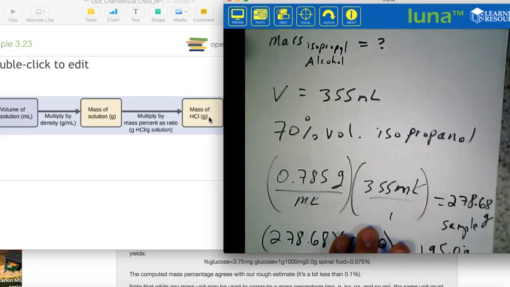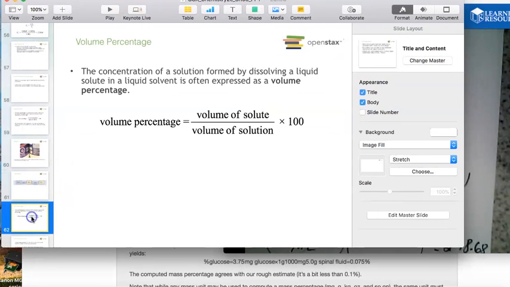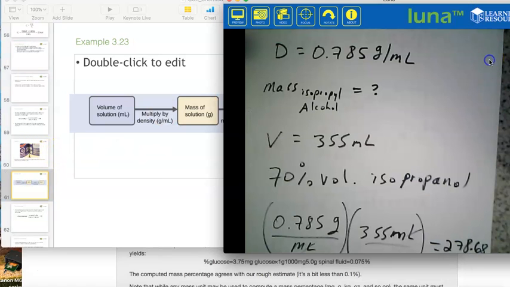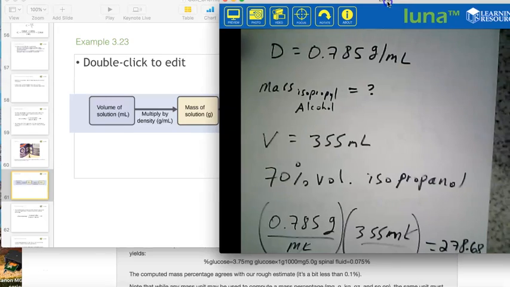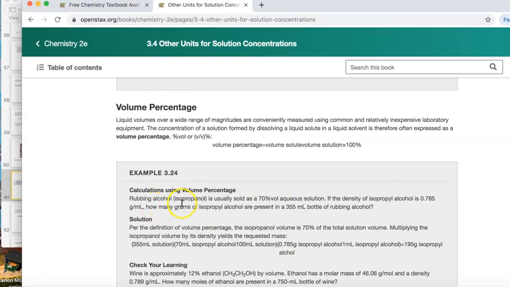So here's another problem that's very similar. Okay. So going back here, looking at our flow chart. So we're going to be doing the same process with this problem here. So let's go ahead and read the question. 3.24. It says rubbing alcohol is usually sold as 70% volume aqueous solution. If the density of isopropyl alcohol is 0.785 grams per milliliter, how many grams of isopropyl alcohol are present in a 355 milliliter bottle of rubbing alcohol?